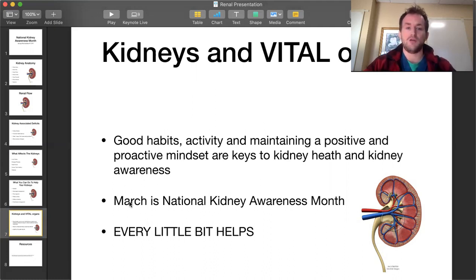Again, March is National Kidney Awareness Month. So the purpose of this month is to draw attention not only to how you can help manage your kidney health, but also to active lifestyle changes and techniques that are essential for maintaining your life. And every little bit helps.